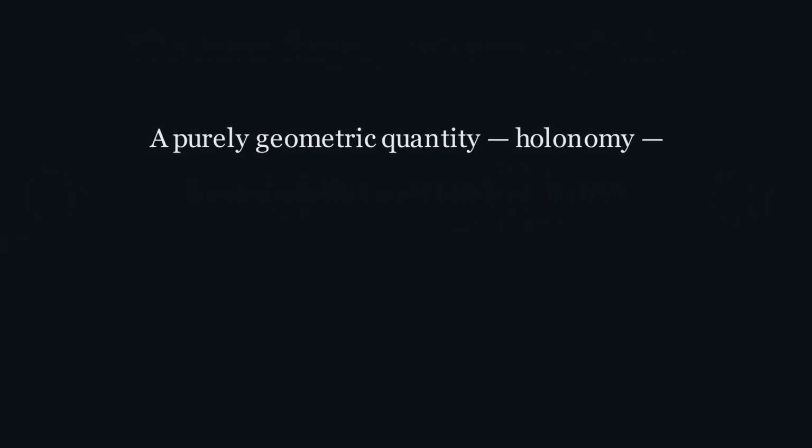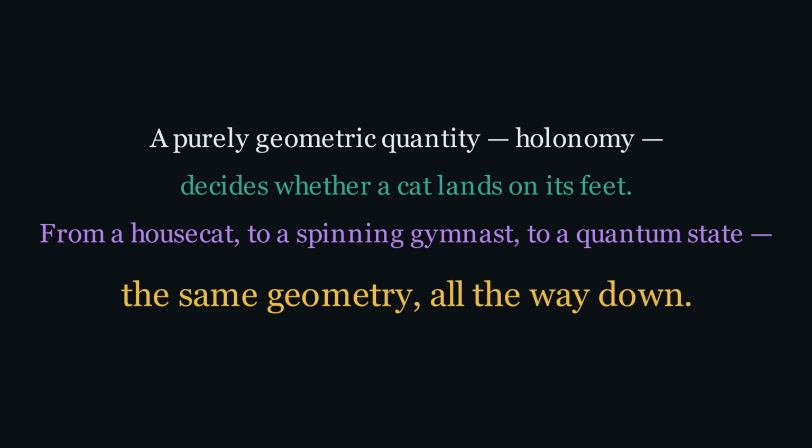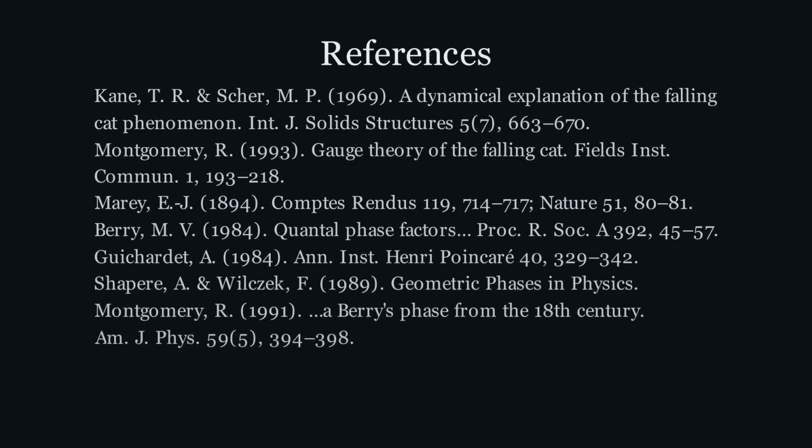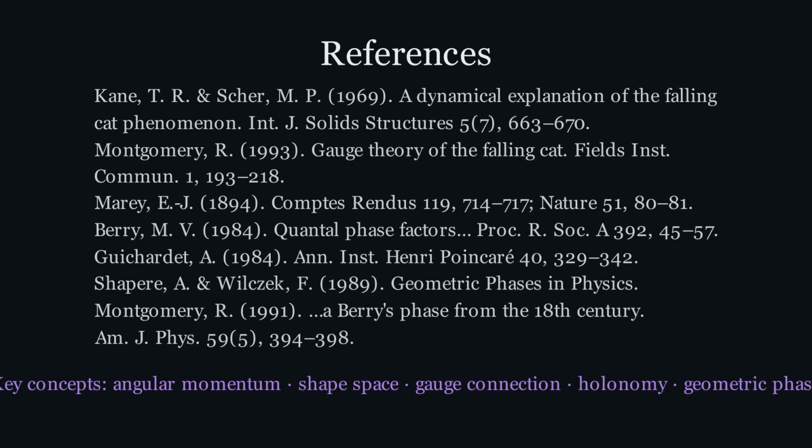So here is where we land. A purely geometric quantity, the holonomy, decides whether a cat lands on its feet. The same idea runs from a house cat to a spinning gymnast to the phase of a quantum state. The same geometry all the way down. The full trail, if you want to follow it, is on screen. From Marey's photographs to Kane and Scher to Montgomery's gauge theory of the falling cat.